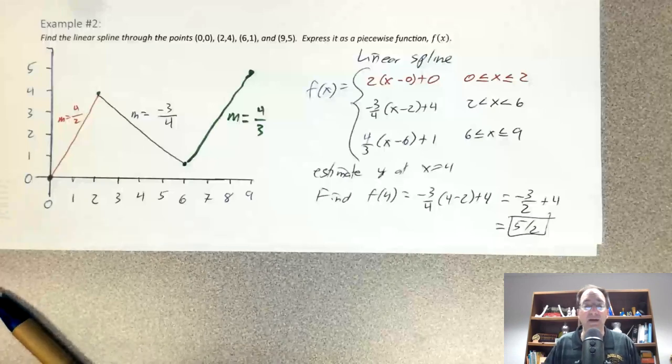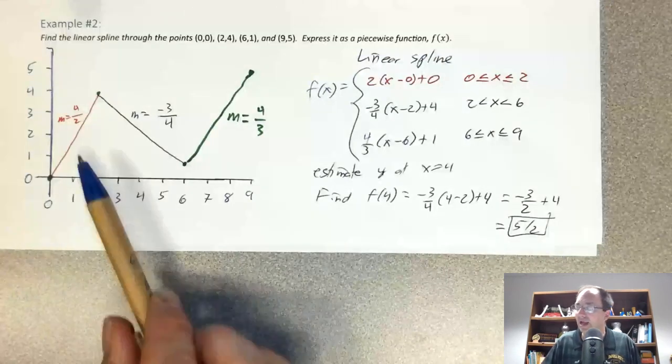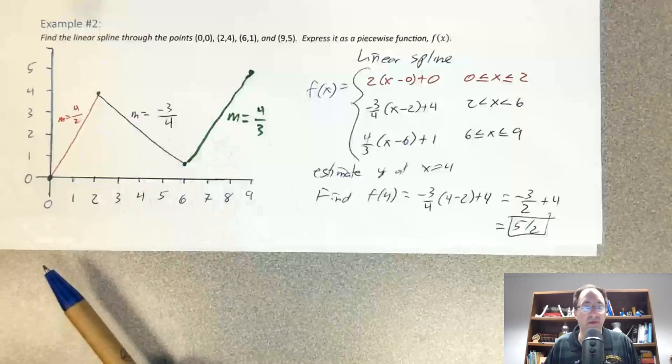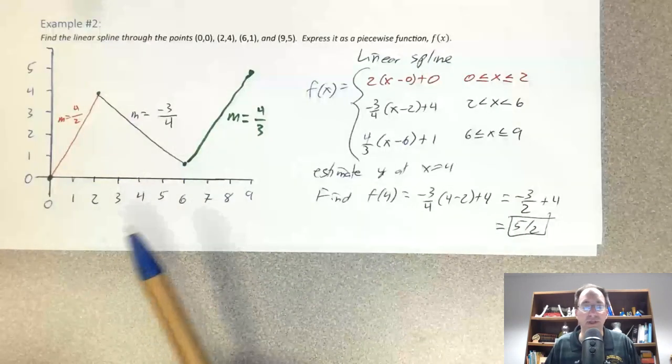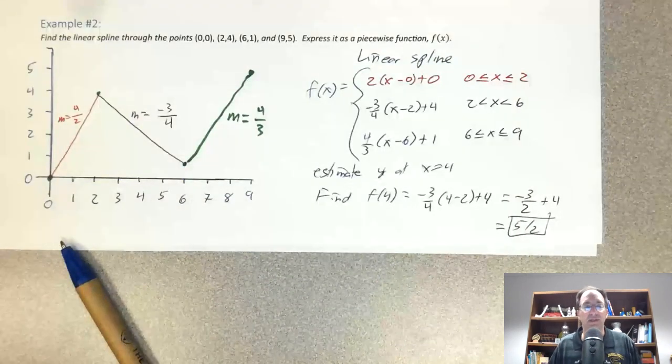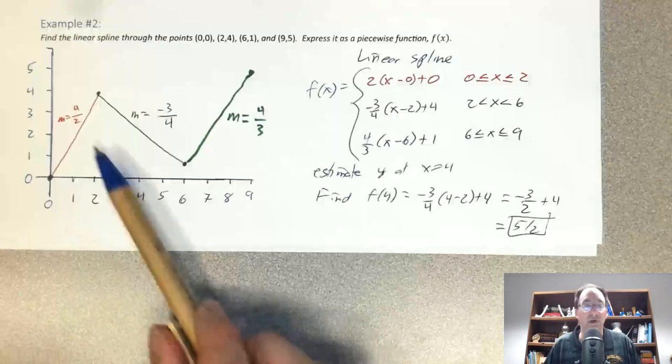Now, there is a downside to the linear spline, and it has these sharp corners. And there's nothing we can do about that when we're using straight lines. But in the next video, we'll see a solution that gets us a smoother curve, if that's helpful.